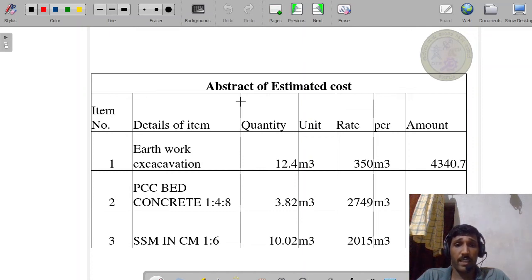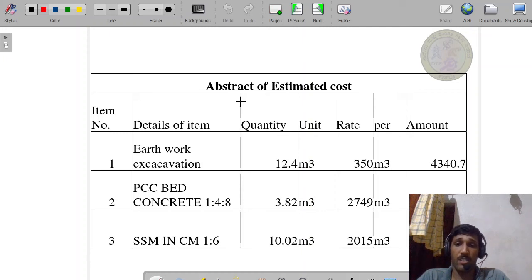Now first item, earthwork excavation 12.4, PCC bed 3.82, SSM 10.02. The quantities we calculated are to be recorded in the measurement form, the measurement book, MB book. Unit is meter cube. Rate for earthwork excavation is 350 rupees per meter cube, PCC bed is 2749 rupees per meter cube, and SSM 2015 rupees per meter cube. By multiplying all this, you can get the total amount. For earthwork excavation 4340 rupees, PCC bed 10,490 rupees, and SSM 20,184 rupees.